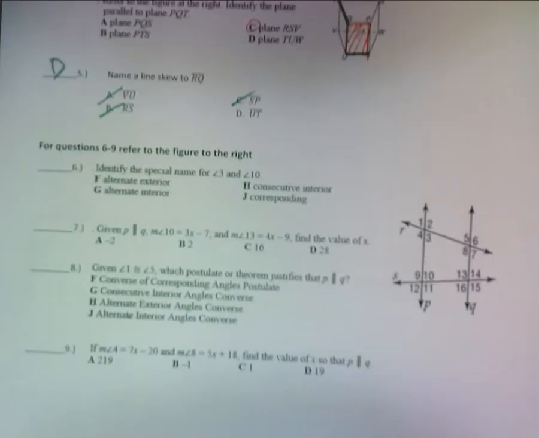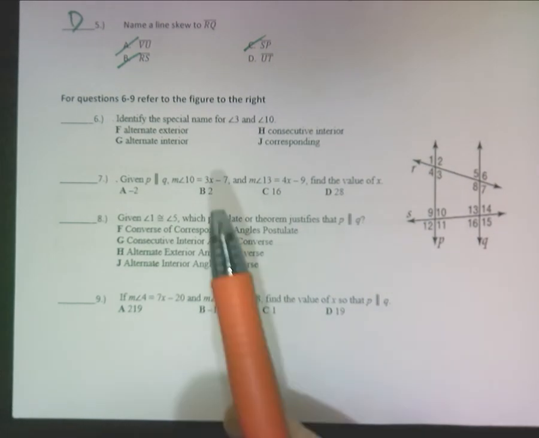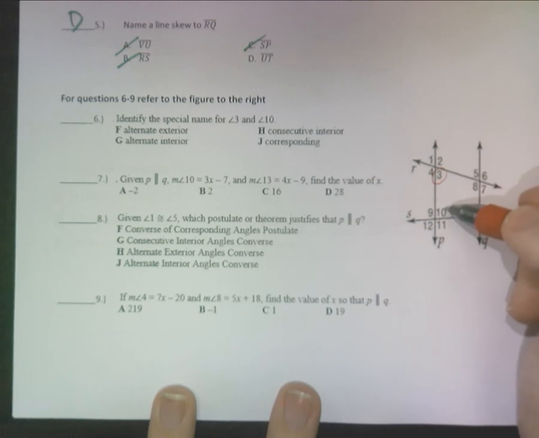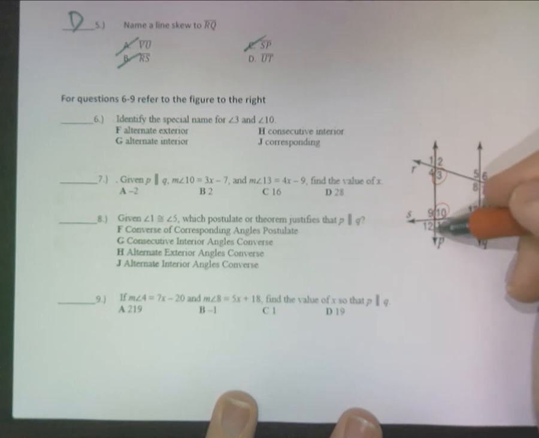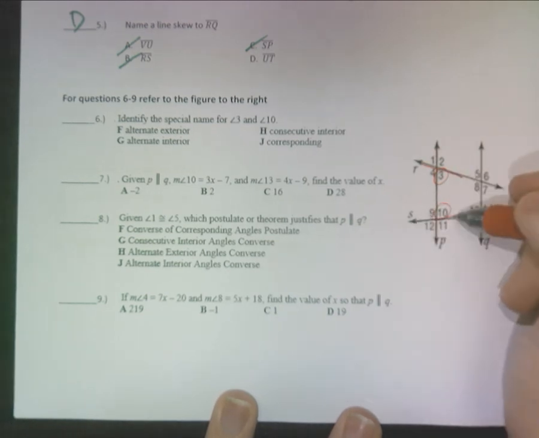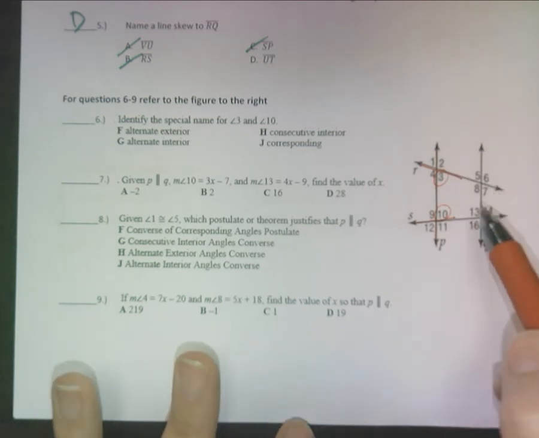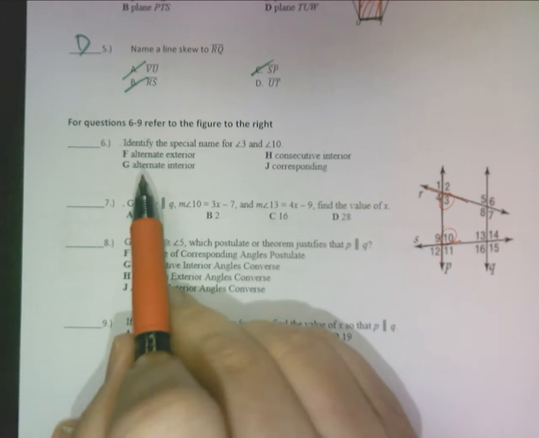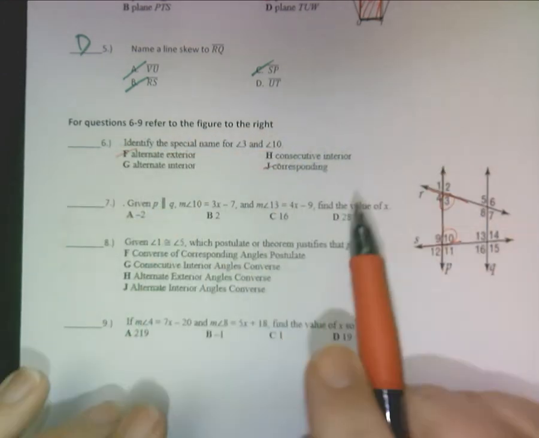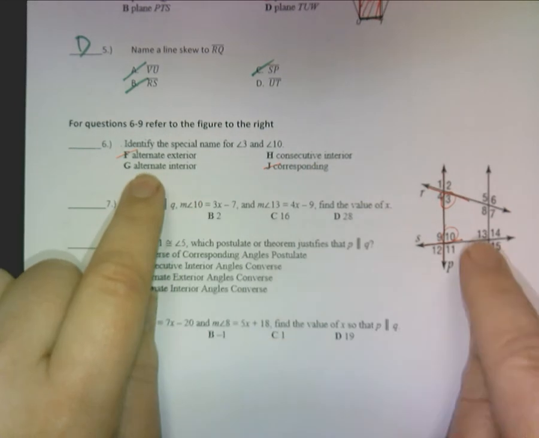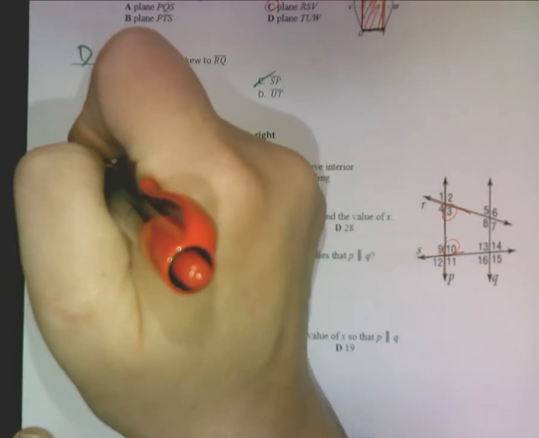Okay, now we're moving on to those special angles. So let's see. Identify the special name for angle 3 and angle 10. Let's circle them. So it looks like they're lying along this transversal and these two lines. So they're on the inside, so they're interior angles, that's for sure. So they're definitely not alternate exterior. They're interiors. Are they consecutive interior or alternate interior? Are they alternating? No, they're not alternating. They're on the same side. They're consecutive. H.